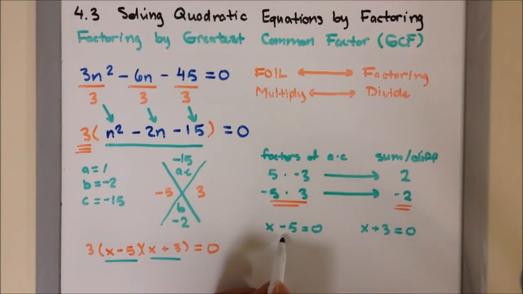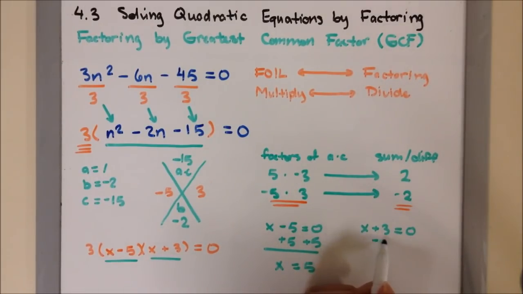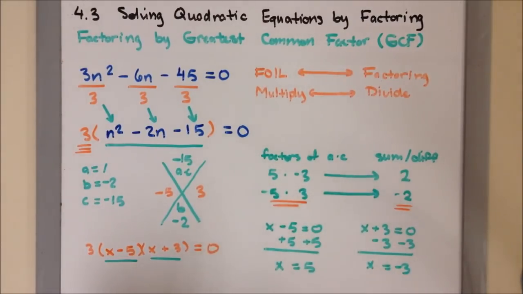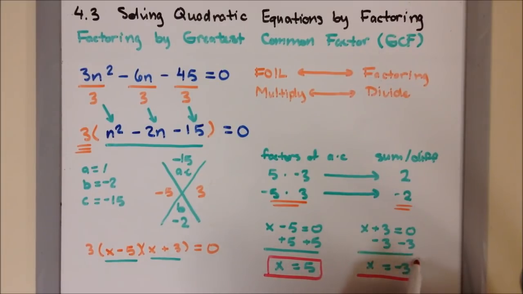I'm going to solve for x on this one, so plus 5 on the left, plus 5 on the right. So x equals 5. Here, minus 3 on the left, minus 3 on the right. X equals negative 3. So, for this example, my final answer is x equals 5 and x equals negative 3. So those two are my solution.